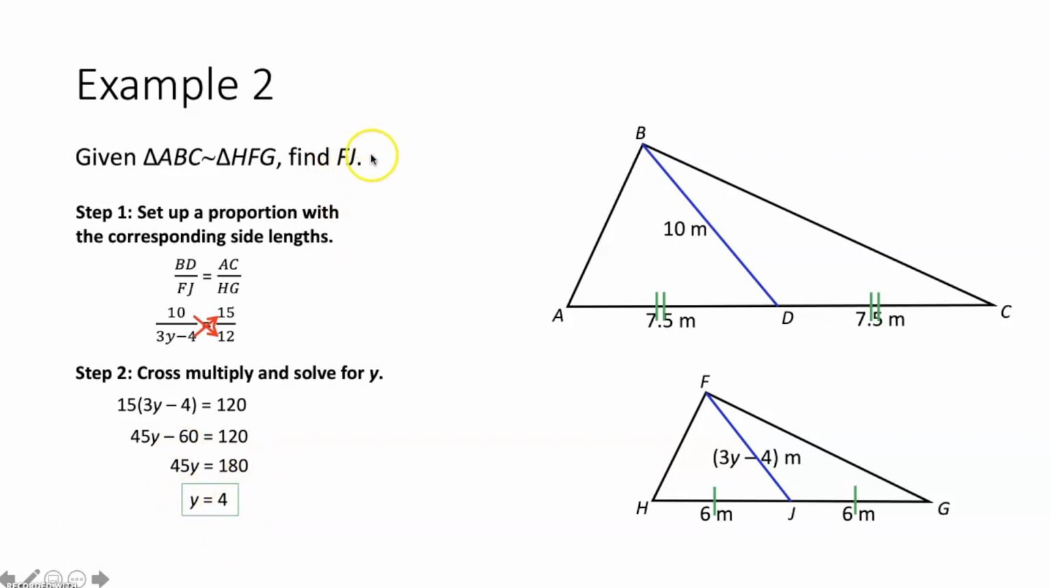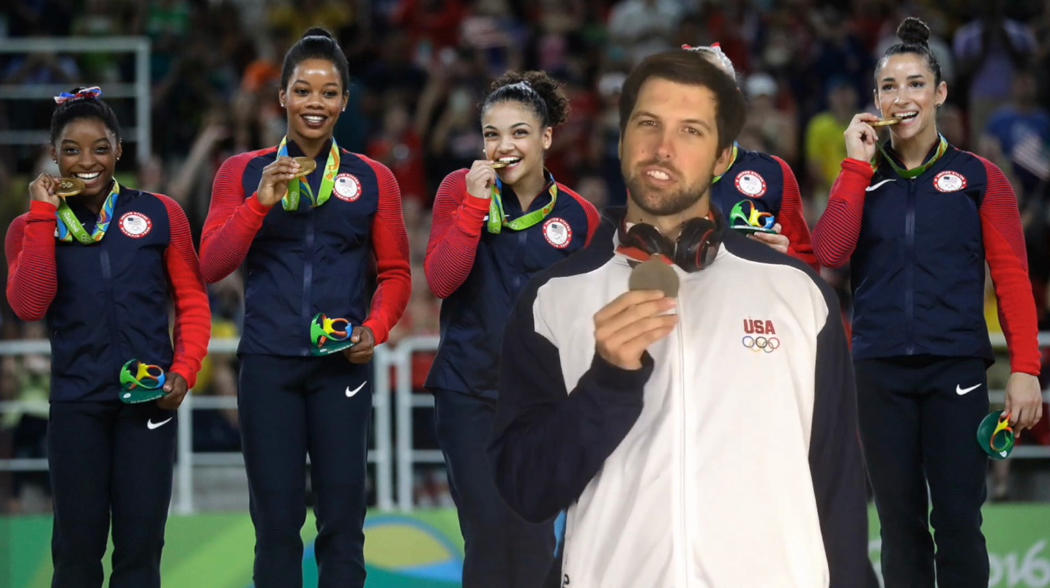We're trying to find the measure of segment FJ. So how do you find the measure of segment FJ? You take what you found for y, plug it in for y in the measure of segment FJ, which is 3y minus 4, and then simplify. 3 times 4 is 12, minus 4 is 8. Therefore, the measure of segment FJ is 8 meters. Time to go for the bronze. You try.